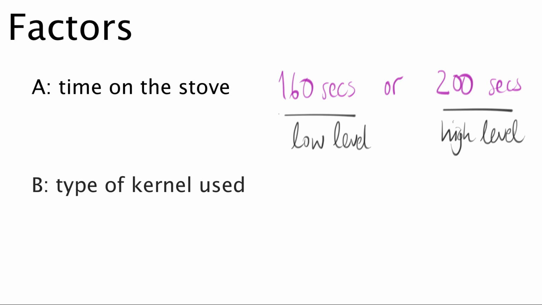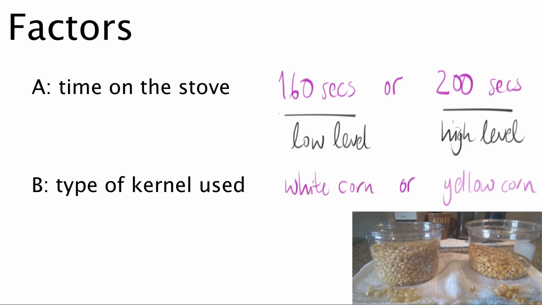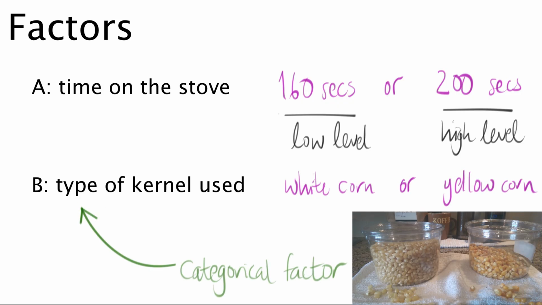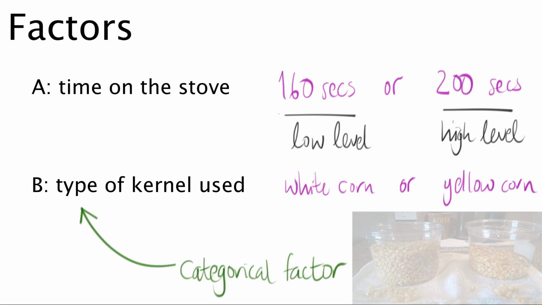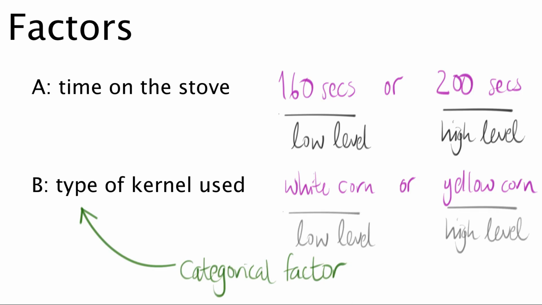The second factor we will consider is the type of popcorn. You could buy either white popcorn or yellow popcorn. Notice that this is a categorical variable and that there are two levels. We will assign the low level for white corn and the high level for yellow corn. So let's start planning the experiments next.